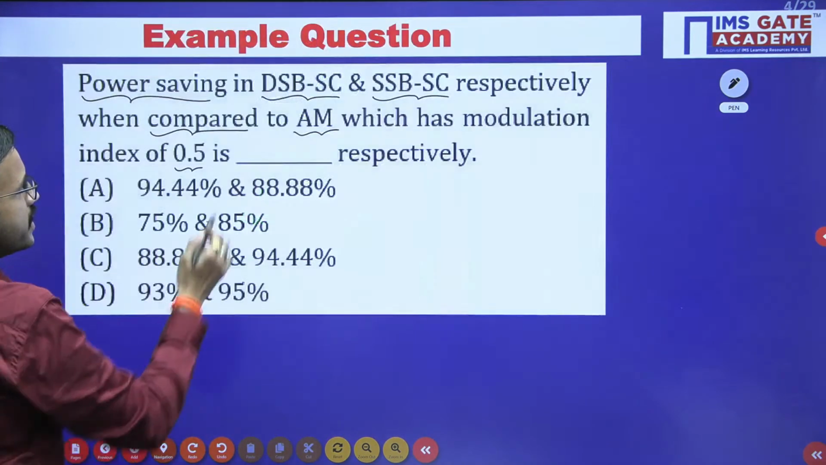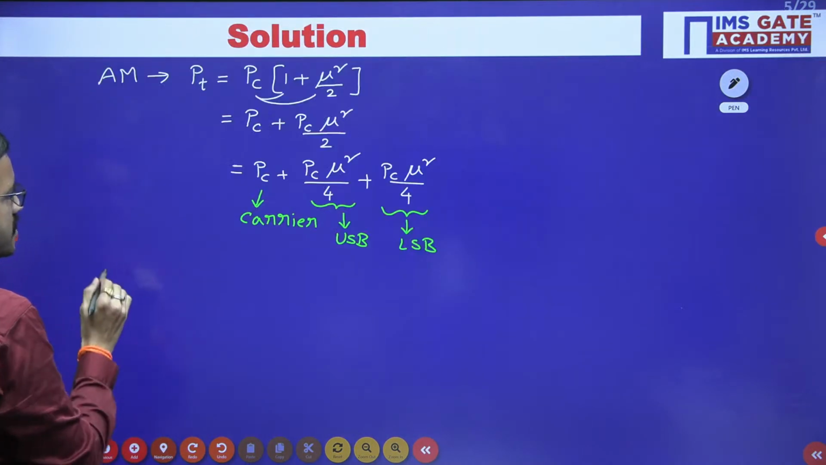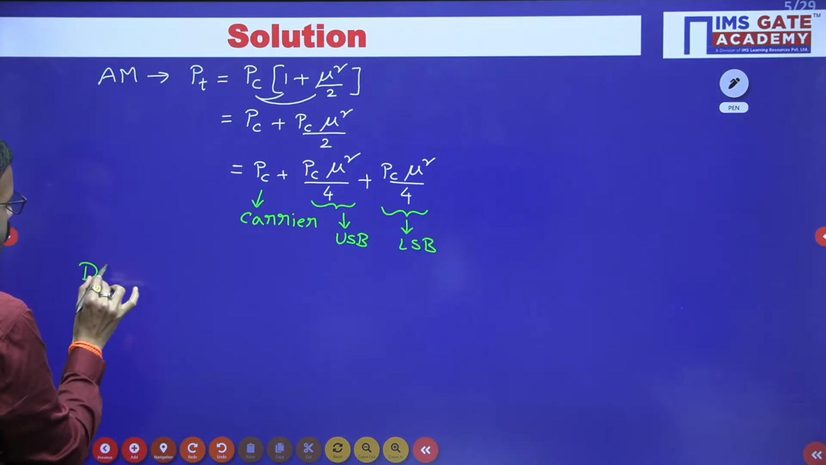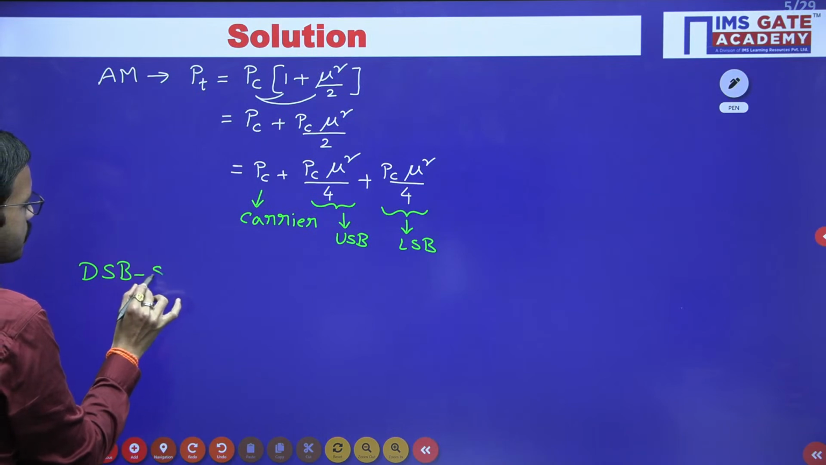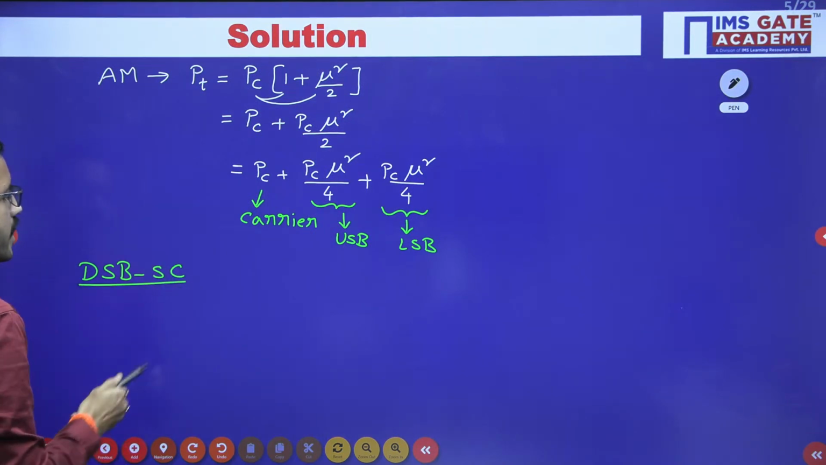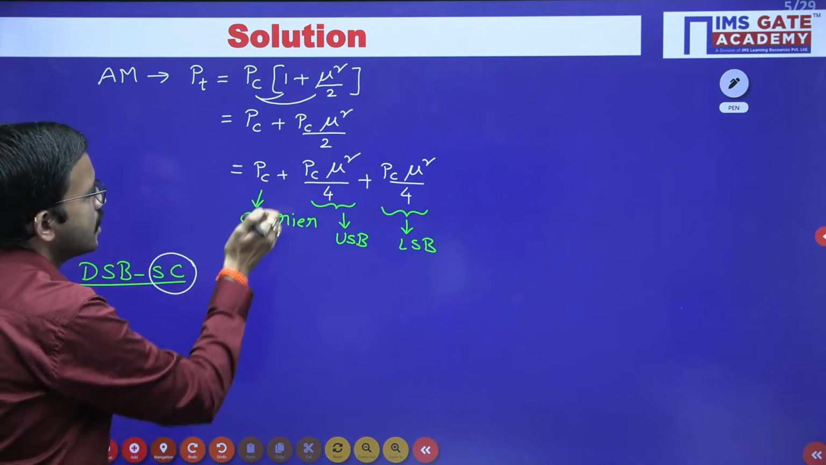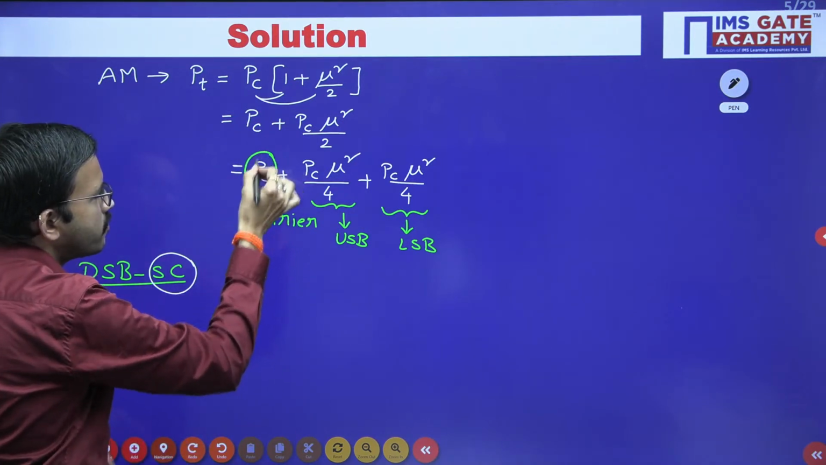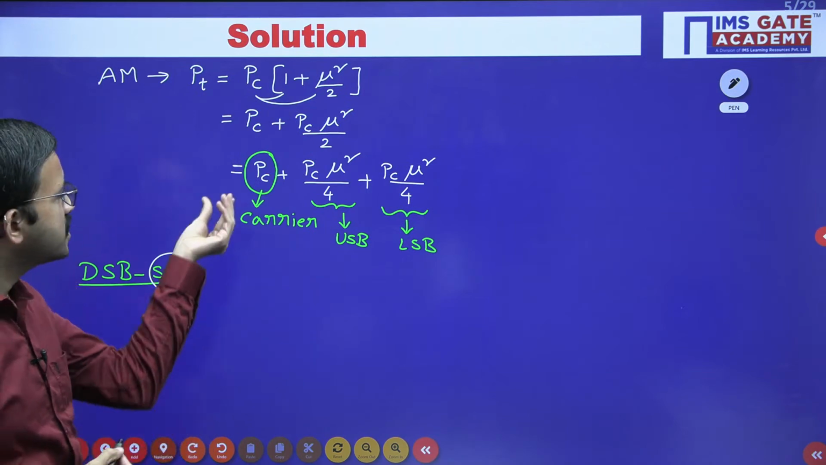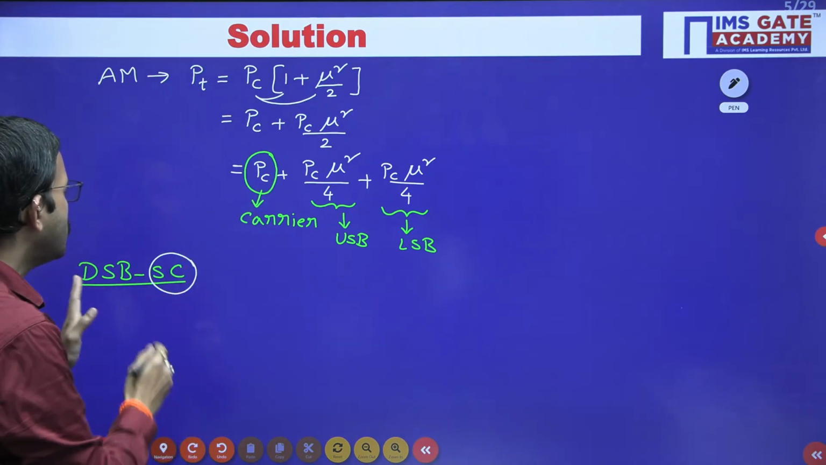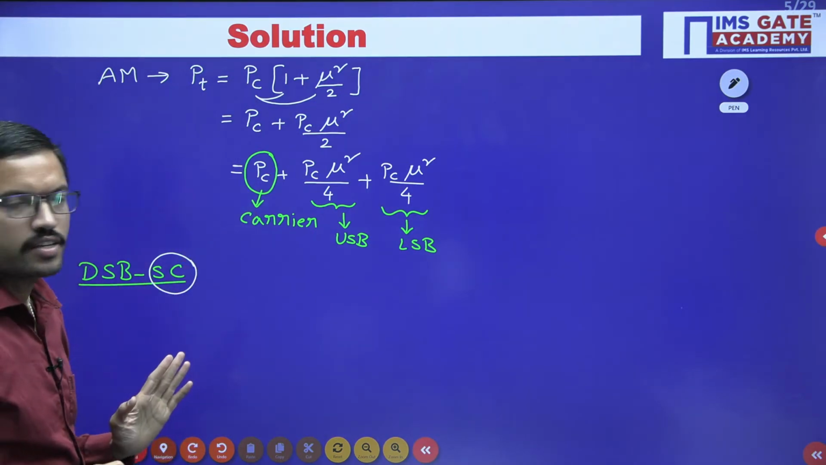Now DSB-SC, double sideband suppressed carrier. As the name implies, here we are suppressing the carrier. So that means this much amount of power we are saving when we use double sideband suppressed carrier.